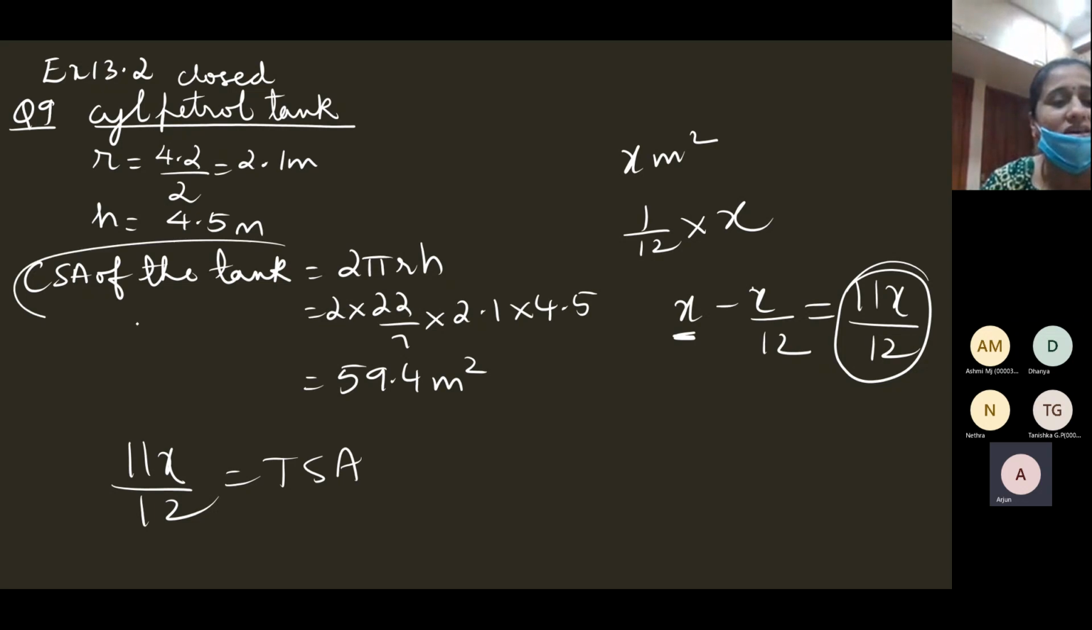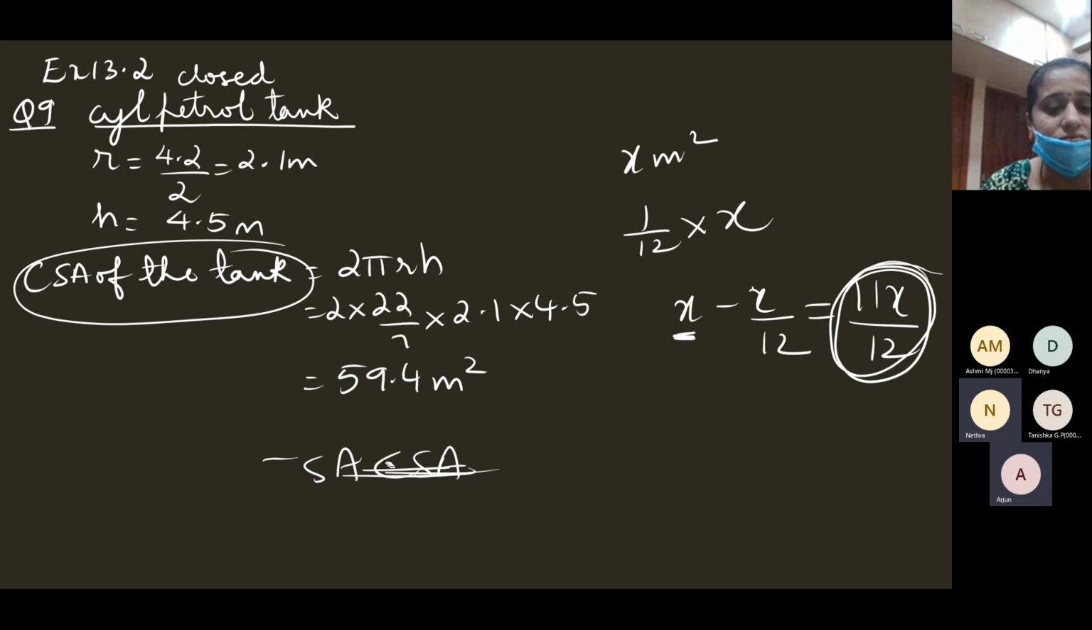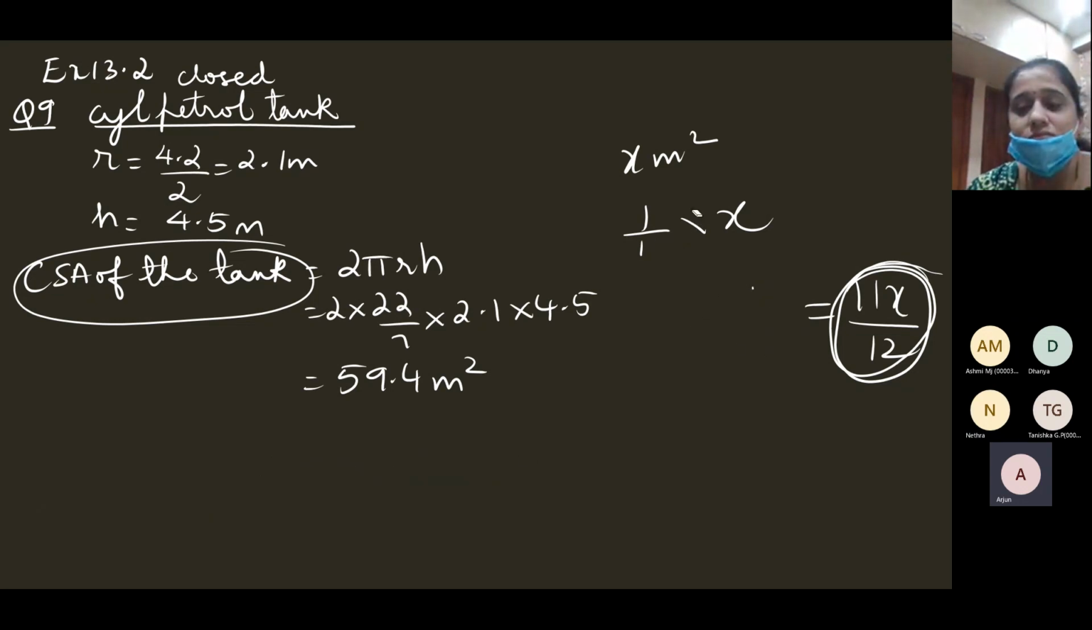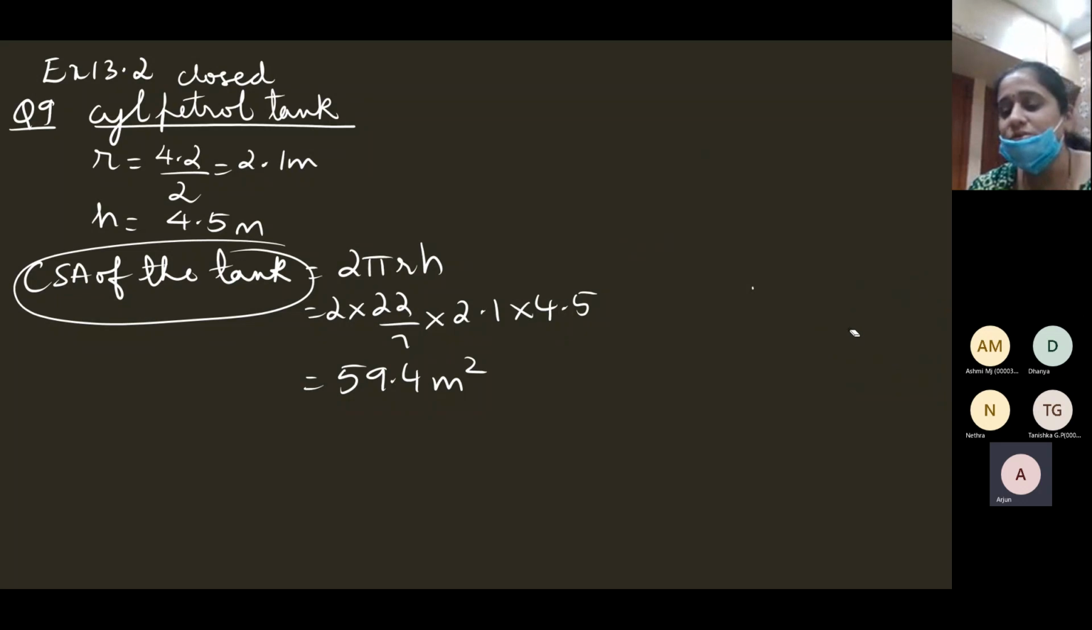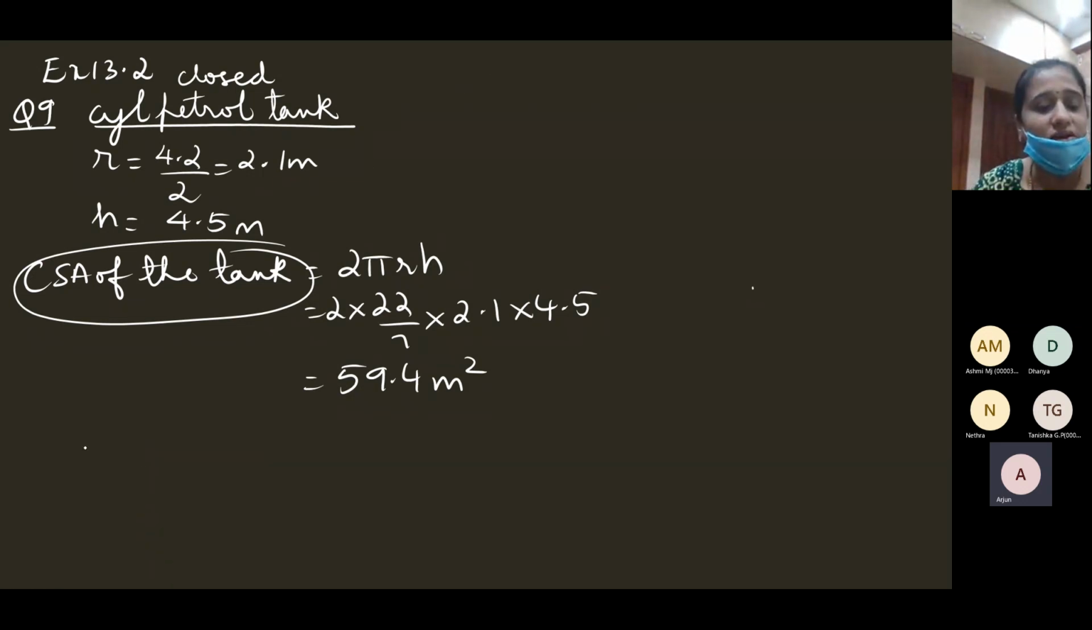Just because we have found the CSA here doesn't mean that this is equal to the CSA. In the first subdivision, the question is to find the CSA. But where is the steel present in the tank? All over, because it's a closed petrol tank. So this steel, 11x by 12, is equal to the TSA of the tank. Am I right, children? Yes, ma'am.